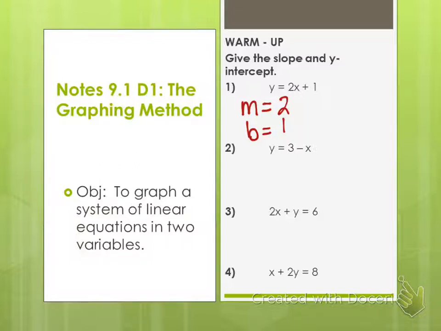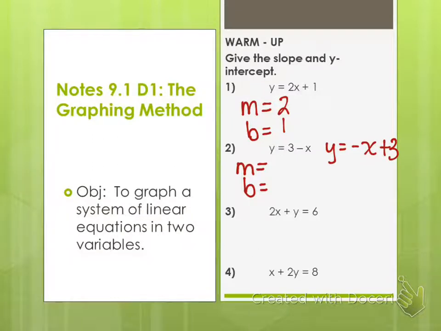Is number 2 in slope-intercept form? No. Can anyone tell me how they think we should rewrite it to put it in slope-intercept form? Ellie? Y equals -x plus 3. Wonderful. We just had to switch those around, the -x and the 3, but you have to keep the right sign with the right term. So because it was -x, the x stays negative, the 3 was positive, so it becomes +3. After we rearrange it, then it becomes easier to identify M and B.